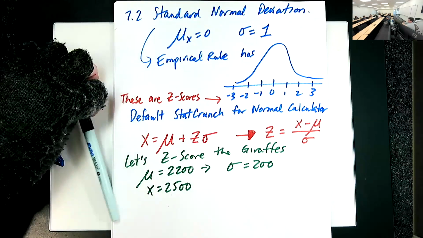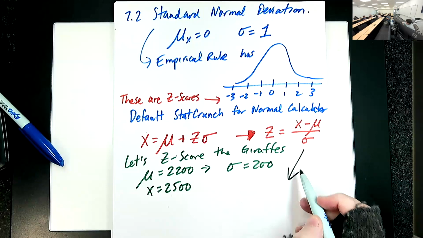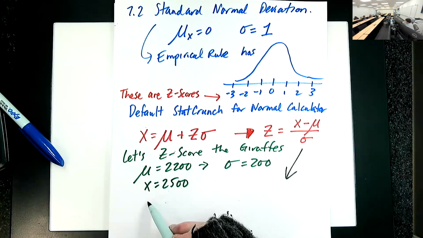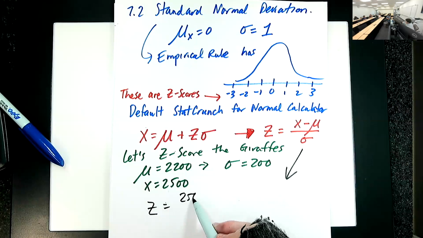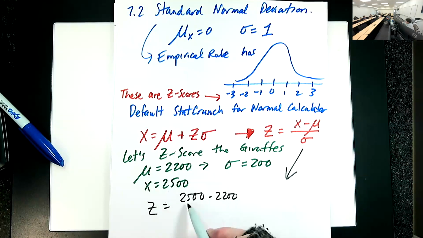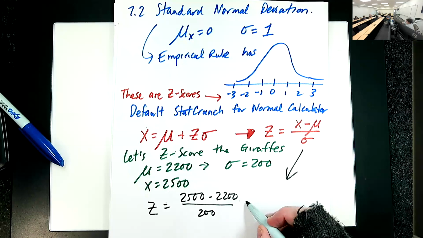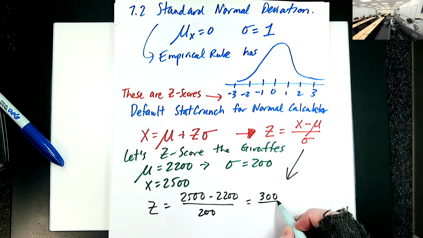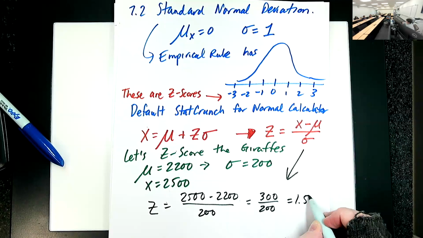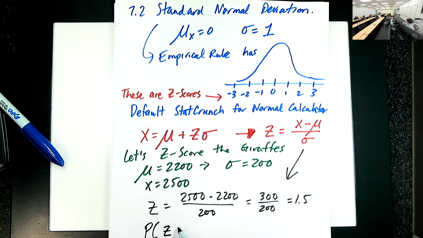So the z-score is that right there. We're just plugging in the values. Z equals 2,500 minus 2,200 over 200. So that's 300 over 200, which is 1.5. The same thing for z-scores with the giraffe was we were looking at the probability Z was greater than 1.5.